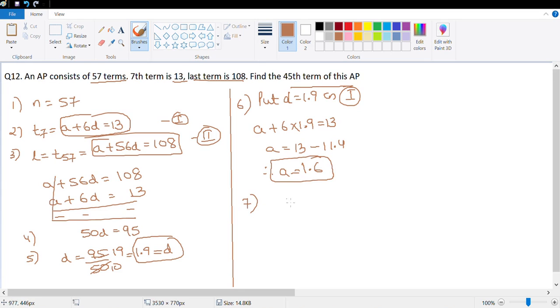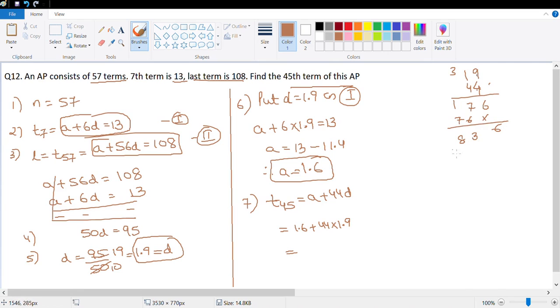Now, the question, they want us to calculate the 45th term. So, 45th term will be A plus 44D. In this case, 1.6 plus 44 multiplied with 1.9. Now that's some calculation. 1.9 multiplied with 44, 4 into 9, 36, 4 into 1, 4 plus 3, 7. So this is 6, 7 plus 6, 13.